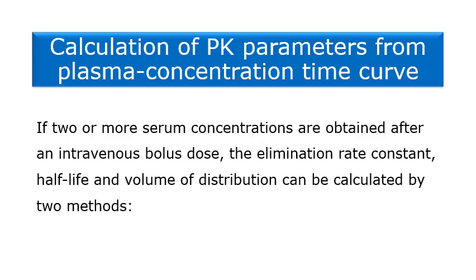Okay, so calculation of pharmacokinetic parameters from plasma concentration time curves. Sometimes we don't have information about the elimination rate constant or the other pharmacokinetic parameters for a drug. But if we have a patient in the hospital and we have a machine like an HPLC to measure plasma concentration of a drug, we can simply measure two or more plasma concentration time points from the patient, and then we can calculate the pharmacokinetic parameters of a drug like half-life and volume of distribution. This can be done by two methods.